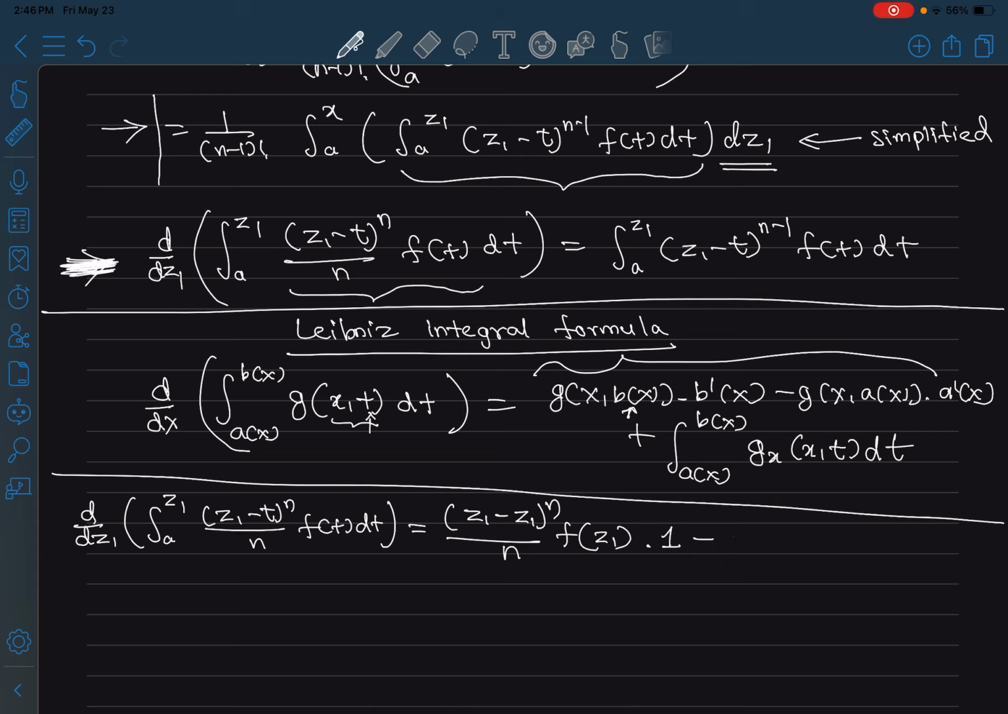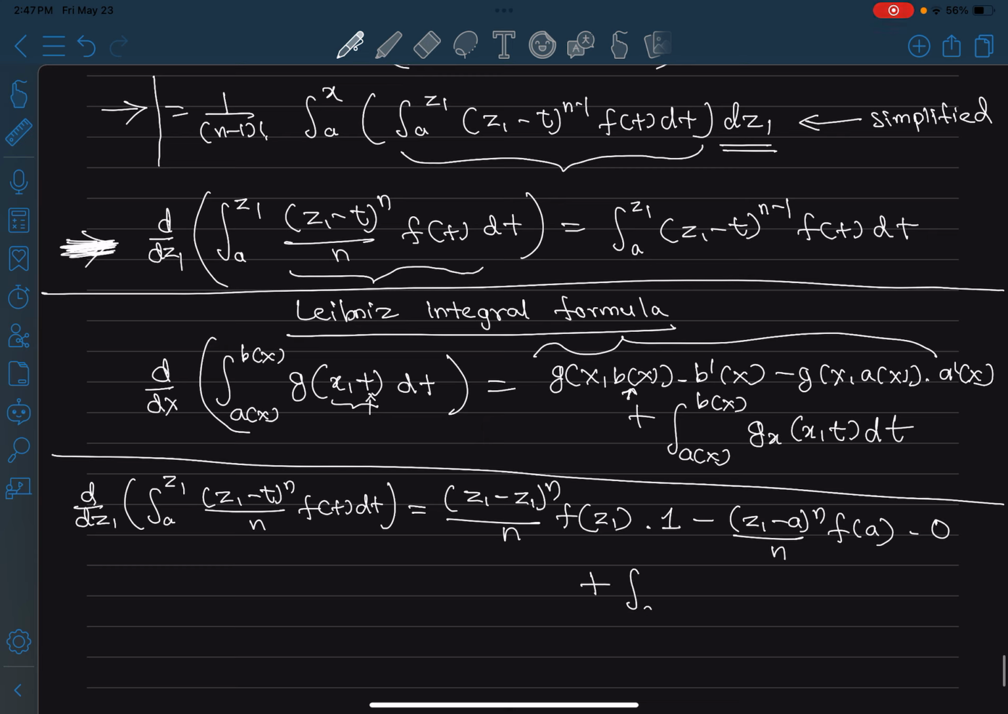Now we have g of x comma a of x. A of x is actually a. In place of t, I'm writing a of x, which is a. So we will have g of 1 minus a to the power n by n, and in place of t we have a of x, which is a. So we have f of a. Now a prime of x: this derivative is with respect to x, and x is our g1. So we have the derivative of a with respect to g1, and that's just 0. Okay, it's making perfect sense now.